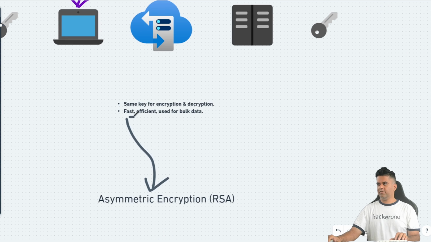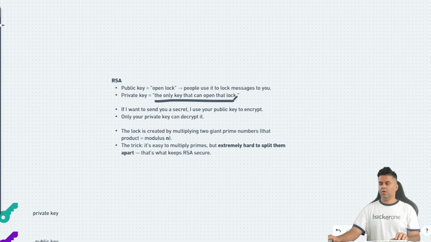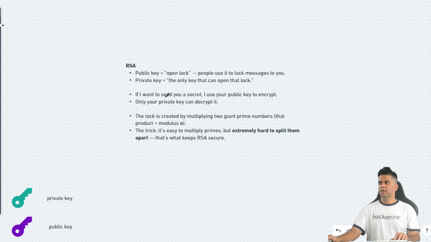A very popular algorithm for that is the RSA algorithm. So the way RSA works is you have a public key and a private key at each of the parties. And the public key is the open lock key. So people use it to lock messages to send to you. And then you have the private key, which is the only key that can open the lock on the messages that people send you. So if I want to send you a secret, I use your public key to encrypt it, and only your private key can decrypt it.